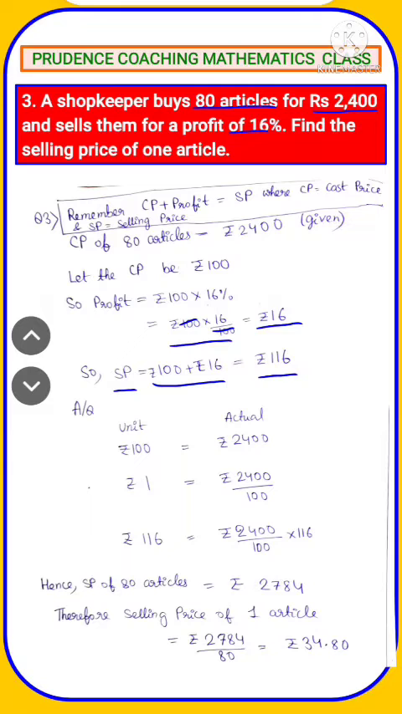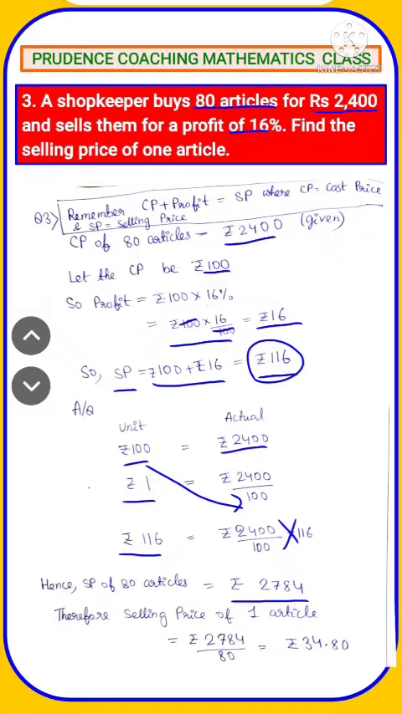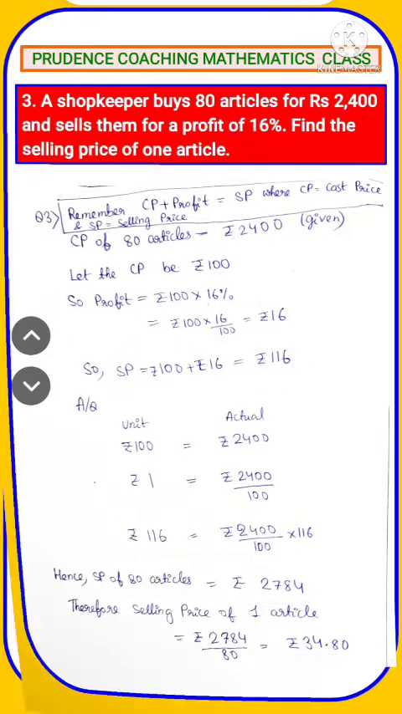So according to the question, CP, that is rupees 100 according to our assumption, equals 2,400 in real. So we will find that rupees 1 will be 2,400 divided by 100. Now we need to find the SP, that is 116 rupees according to our assumption. So with 1 unit we need to multiply 116. By doing that, after all the calculation, we will get the SP as 2,784. But we need to find the SP of one article only. This is the SP of 80 articles, so we will divide it by 80. By dividing it by 80, we will get rupees 34.80 paisa, which is our correct answer.